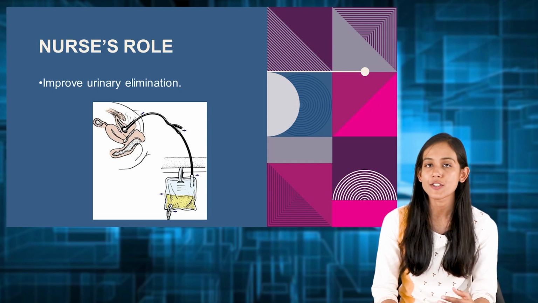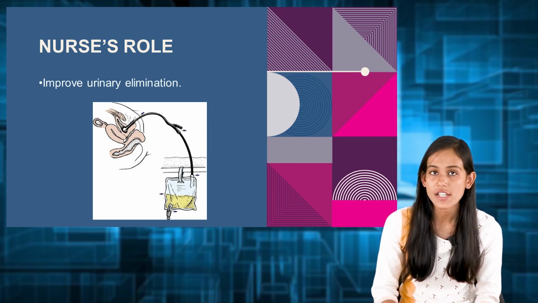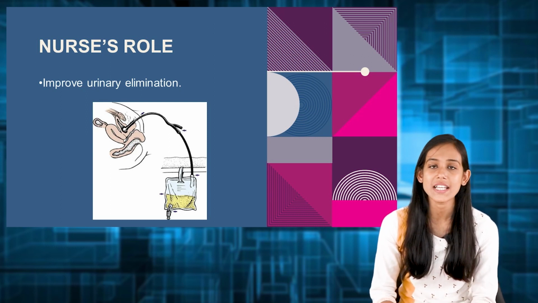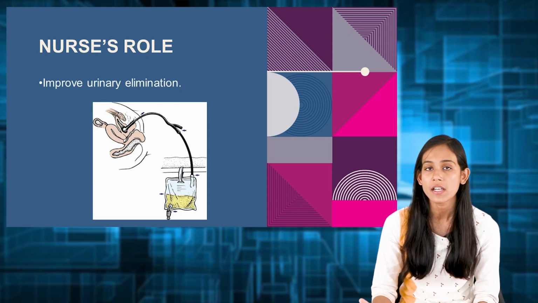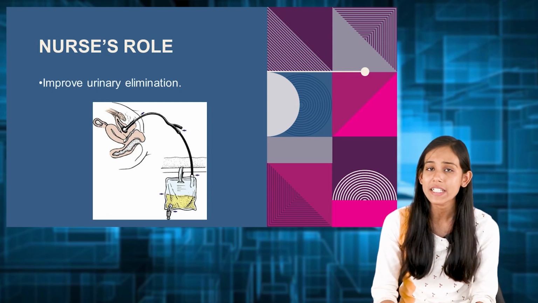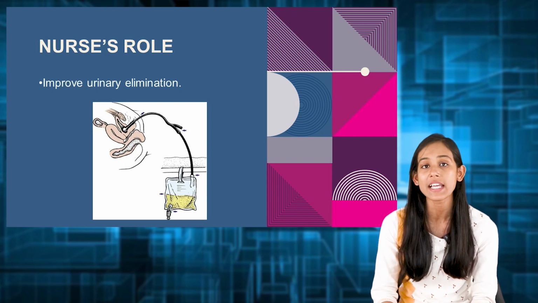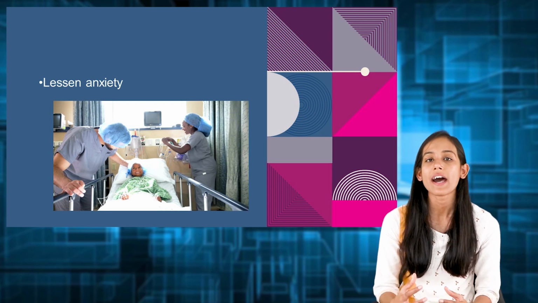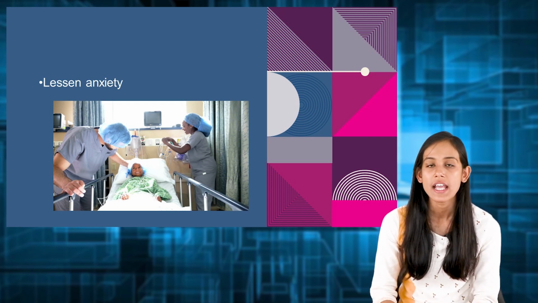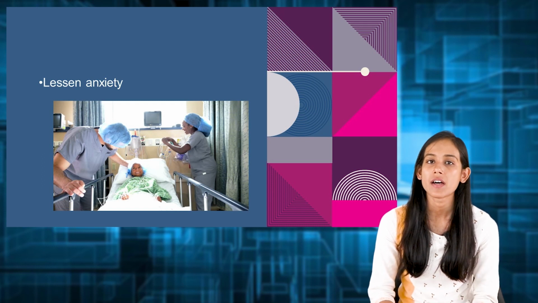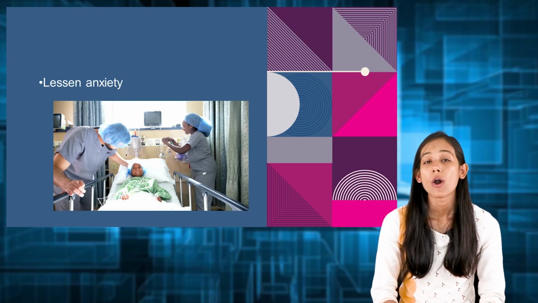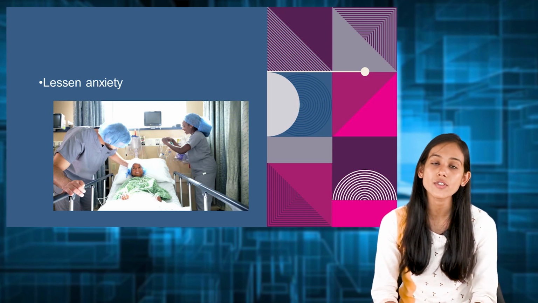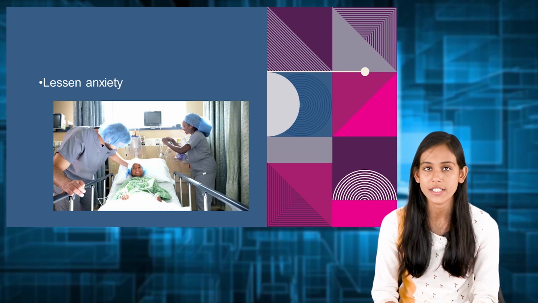The next thing would be to improve urinary elimination. Once the catheter is removed, you have to encourage the child to drink more water, and also educate the parents that if there is any change in the pattern of voiding, or any abnormalities they find, it is very important to notify the physician. And then the third one is lessening anxiety. How can you do that? You have to allow the parents to ask their doubts, and you have to calmly answer and clarify them. Also, you have to reassure the parents that the surgical procedure will not compromise sexual and reproductive ability.